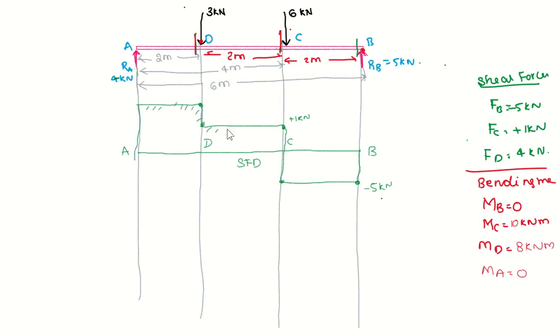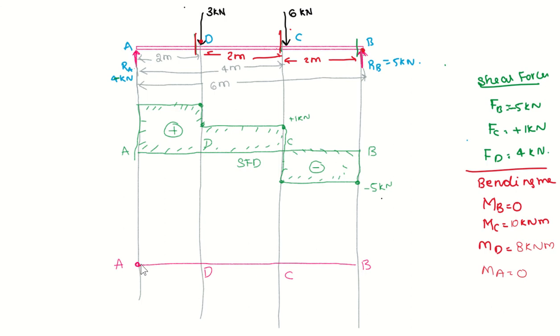This is the shear force diagram. This is a positive shear force, and this is a negative shear force. That is the shear force diagram. Let us now try to draw the bending moment diagram. So let me draw the reference line again. This is A, this is B, C, D.